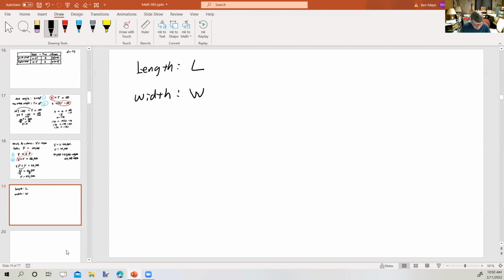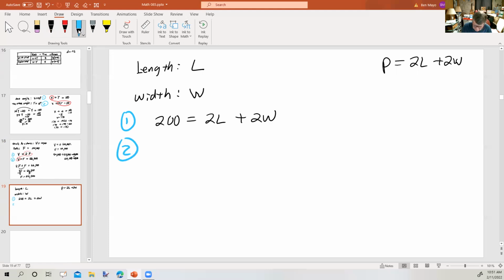It says a rectangular shaped dance floor has a perimeter of 200 feet. We're going to rely on a formula for the perimeter of a rectangle. And that formula is that the perimeter equals 2 times the length plus 2 times the width. But they tell us it has a perimeter of 200 feet. So our first equation is going to be 200 equals 2 times the length plus 2 times the width. Any questions there?